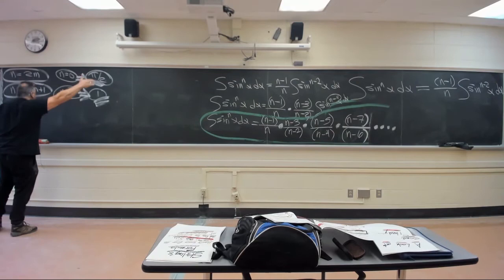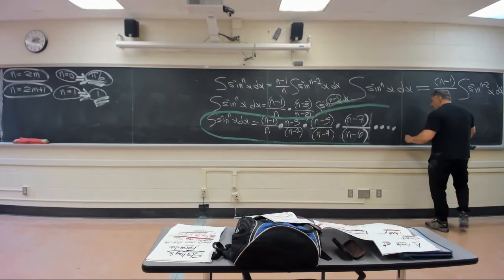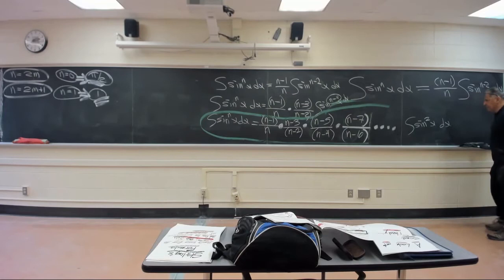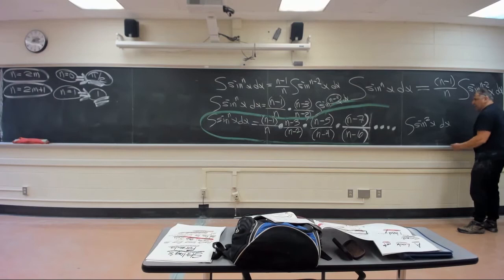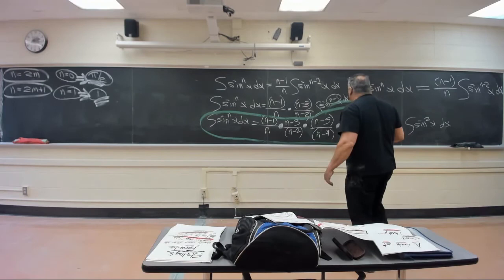When you get down to m equals 1, way down there, 1 times 2 is 2. And you're going to finally reach the integral of sine squared x dx. What the heck does that equal? It means knock it down 1, so the top gets knocked down 1. What have we been doing? We've been knocking these things down 1, and then you get the other stuff.